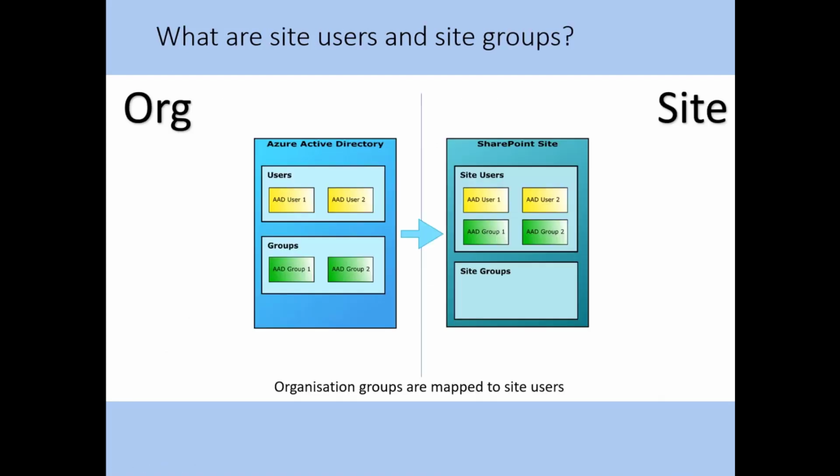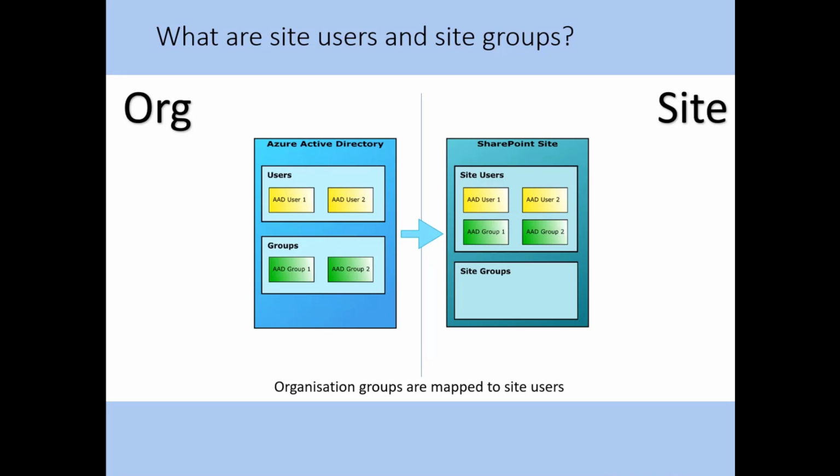So what are SharePoint site users and site groups? Here we have two users, AAD user 1 and AAD user 2, along with two groups, AAD group 1 and AAD group 2. Normally, we think of users and groups at the organizational level, managed using tools like Azure AD, like the Azure AD portal or the Microsoft 365 Admin Center. These same organization users and groups are available in the SharePoint site where we can refer to them in people or group columns or assign roles to them.